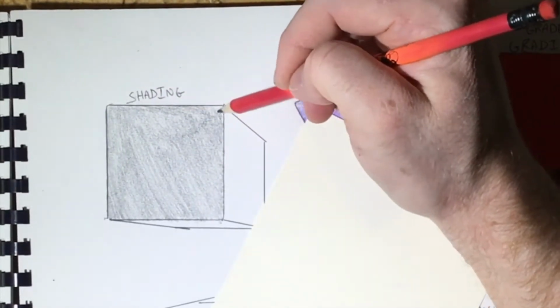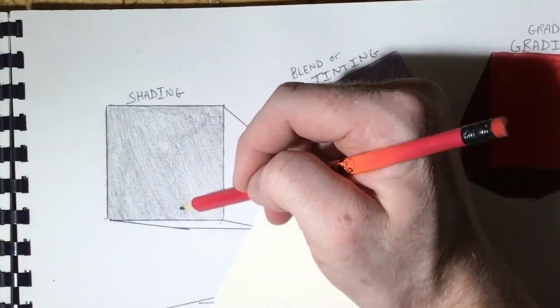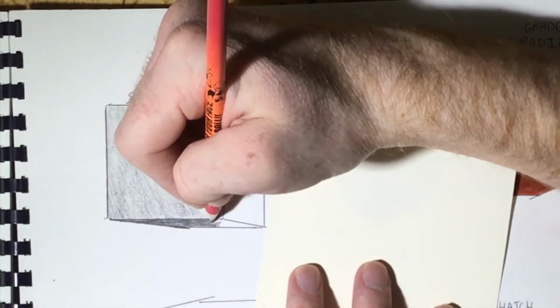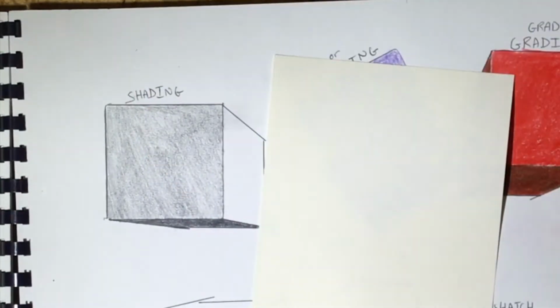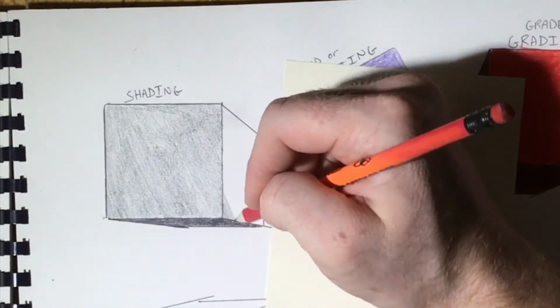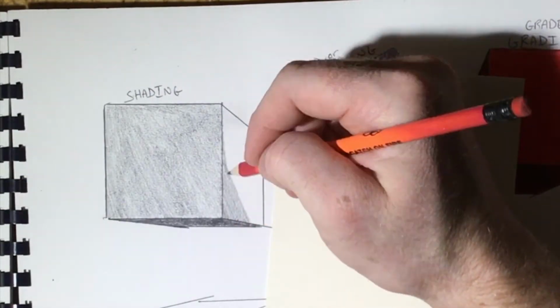Sometimes when I'm shading, I purposely shade everything once over, very lightly. I can always erase away areas, but this makes it so I have a good foundation for all of my darker value to go over top of.